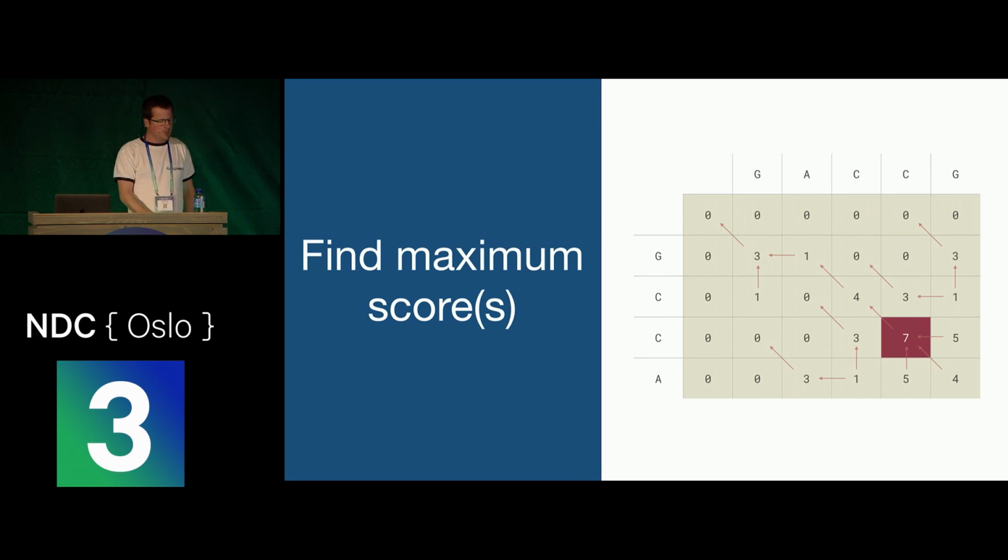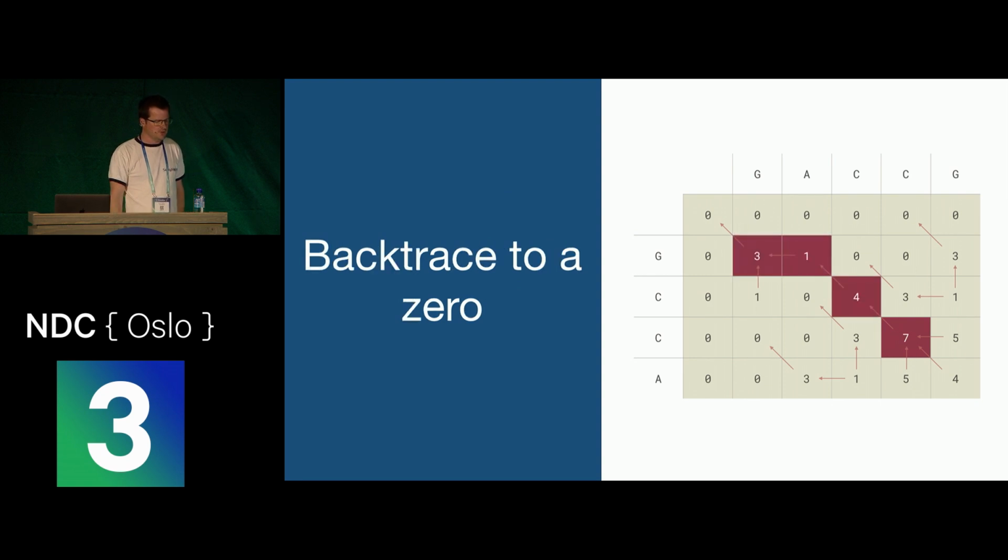I need to go back through the arrows and follow it until I hit a 0. And if I do that, I end up with something like this. And this backtrack tells me how GACCG maps to GCCA. If I look at that now, I see that G matches to G, great. This A matches to C, but we would call that a discontinuity because it's not going on the diagonal. Here it's going horizontally, or it could be going vertically.